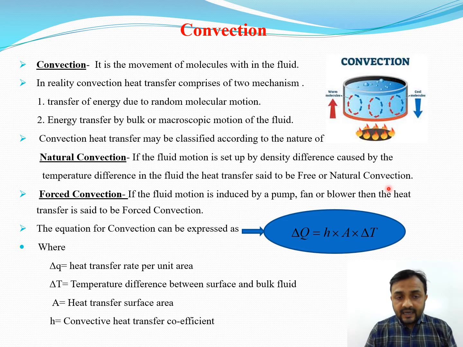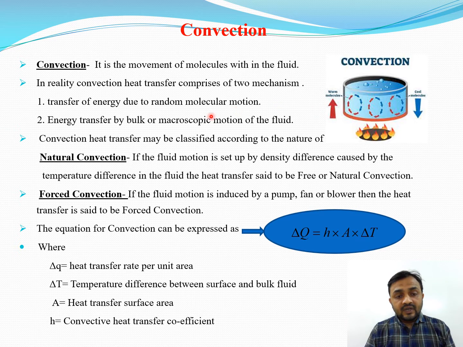In reality, convection heat transfer comprises two mechanisms. One is the transfer of energy due to random molecular motion. The second is energy transfer by bulk or macroscopic motion of the fluid molecules. These are the two mechanisms due to which convection occurs.